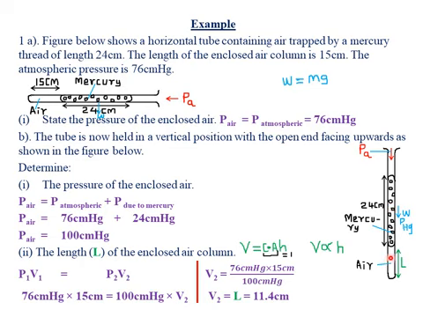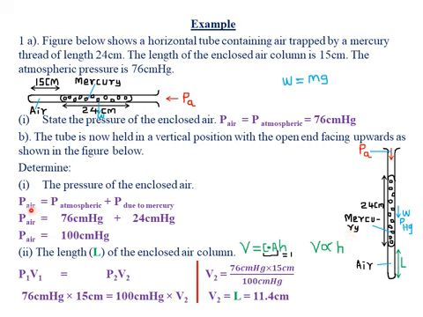Therefore, the total pressure being exerted on this air will be the pressure due to the weight of the mercury plus the atmospheric pressure, which is acting from the upper end, or from the opening. Therefore, the total pressure acting on the enclosed air, P air, will simply be equal to the atmospheric pressure plus the pressure due to the mercury column. So this mercury column plus the PA.